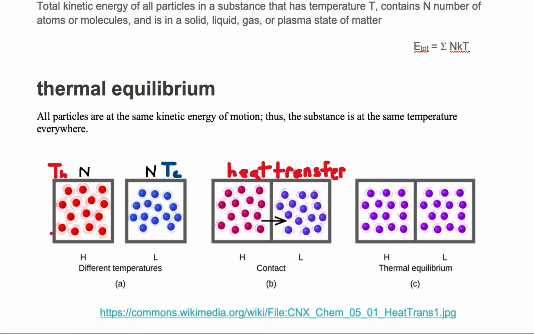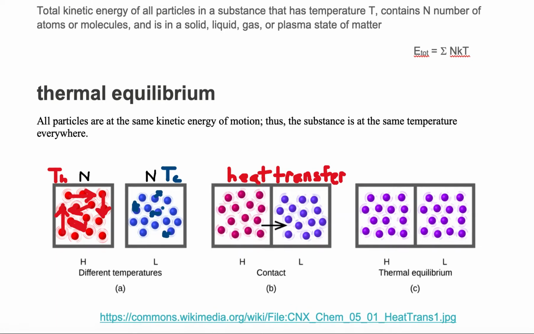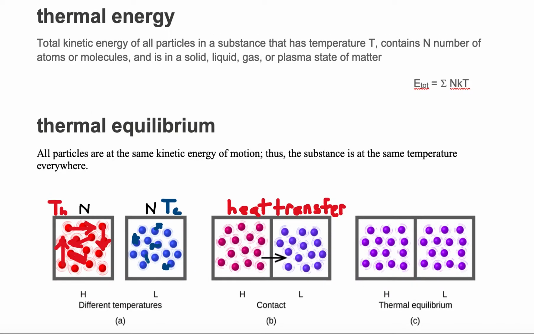Now the box on the left has very hot particles, so these particles are moving very fast. I will give them random directions, and they have big arrows indicating that they're moving very fast. The next box over has a cooler temperature, so I'm just going to give them random motions, but smaller arrows to indicate that they're not moving as fast. Thermal energy is a measure of the total motion of all the particles in the box.